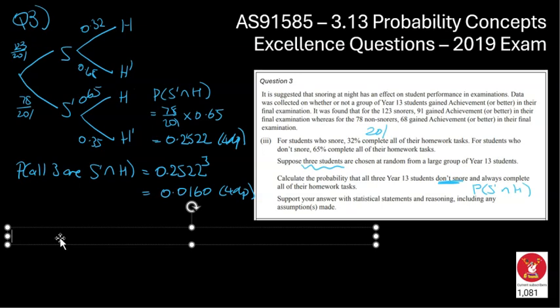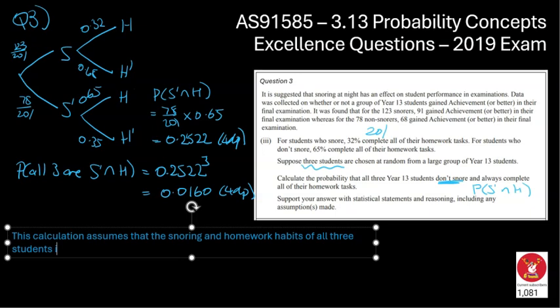So let's get that. So this calculation assumes that the snoring and homework habits of all 3 students is independent. So that's the assumption we've made. It's often good to critique the assumption that you've made. So I think this assumption might not be a valid one, and we've already identified why.